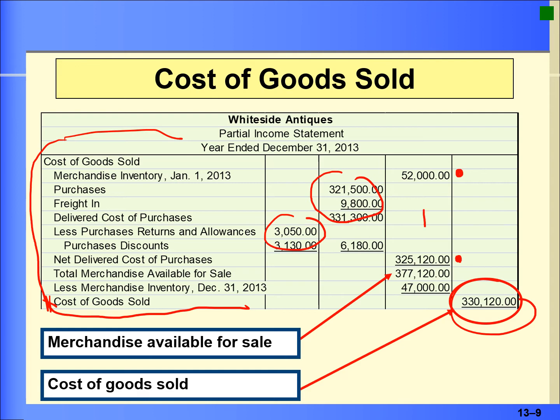You add all that to this beginning inventory. You then get your available for sale. You're going to subtract out that ending inventory. And guys, there it is. That's your cost of goods sold. All this is actually shown on the income statement.